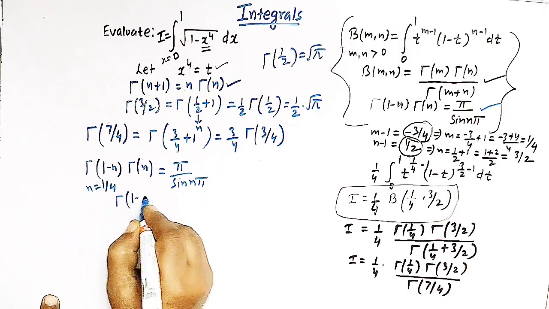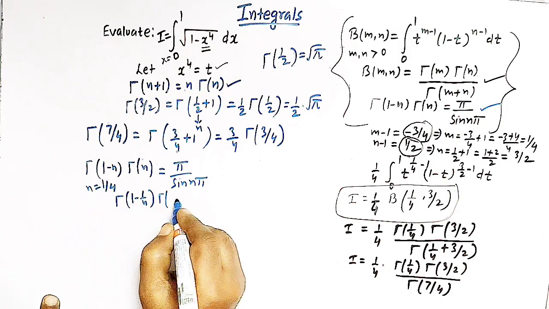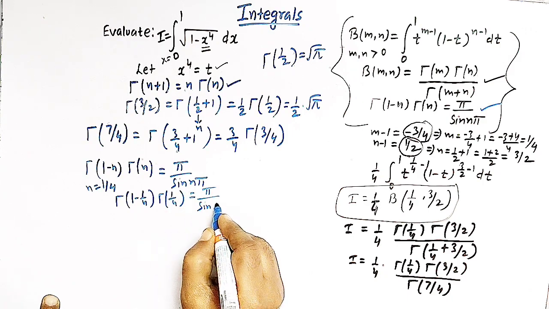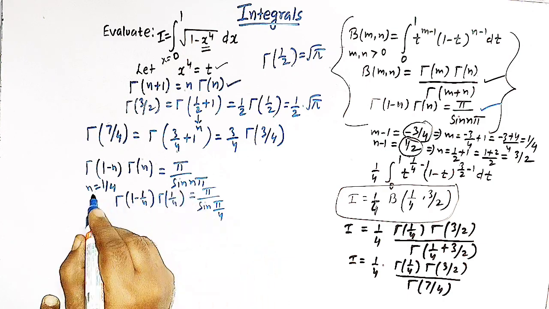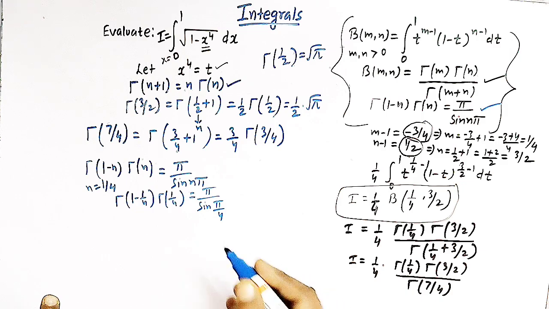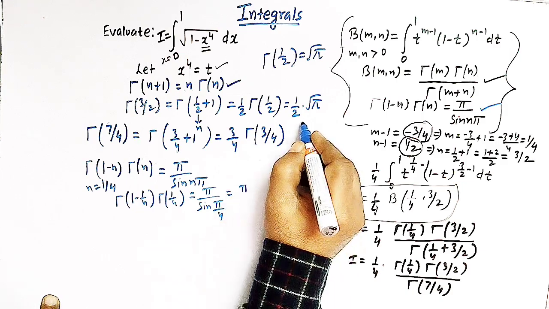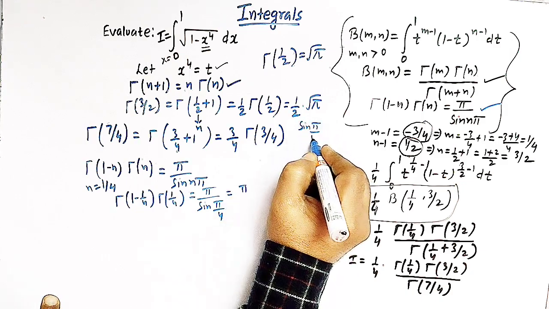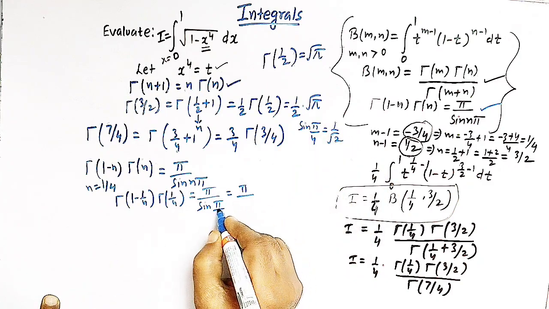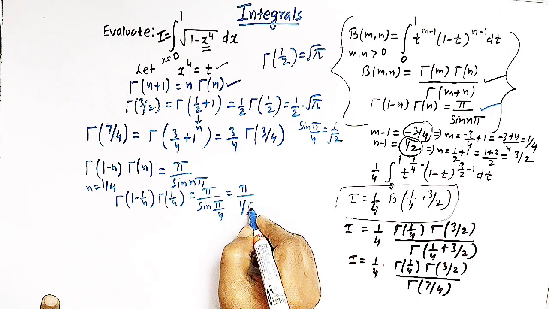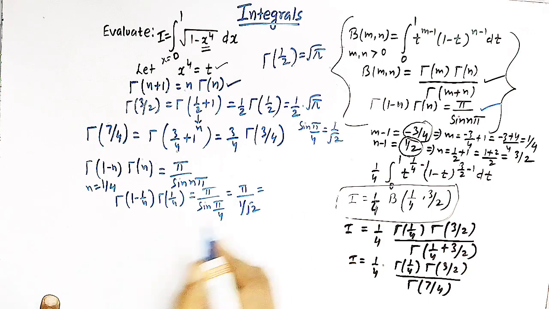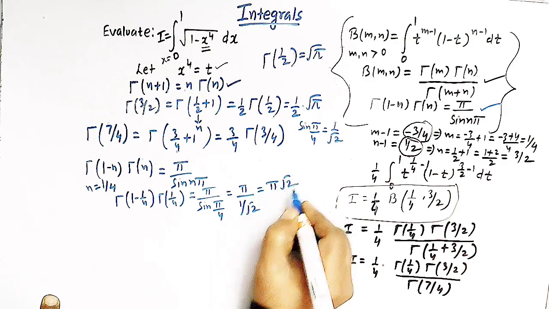So gamma 1 minus 1 over 4, then we have gamma 1 over 4, then we have pi divided by sine pi over 4, because n is 1 over 4. Now sine pi by 4 is sine 45 degrees, and sine 45 degrees is equal to 1 over square root of 2. So we can now write here 1 over root 2. So taking square root of 2 to the numerator, we can now write pi times square root of 2.